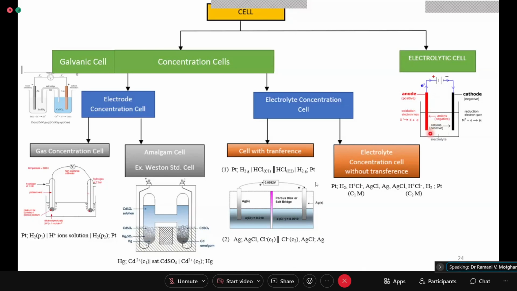and mostly it is seen that it may lead to formation. If acid is there, then first of all H2 gas may form, or Cl2 and other things may be forming across this anode region. So that is an electrolytic cell.